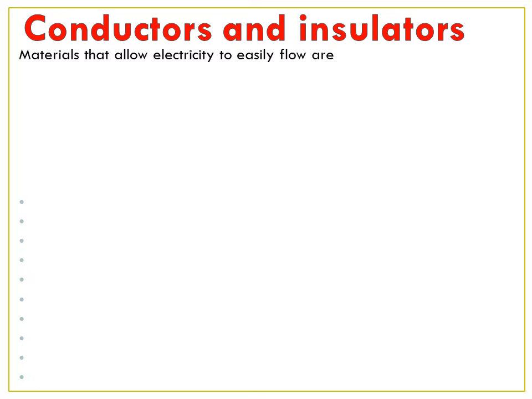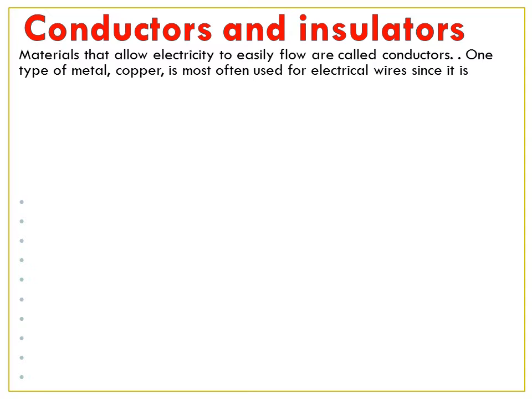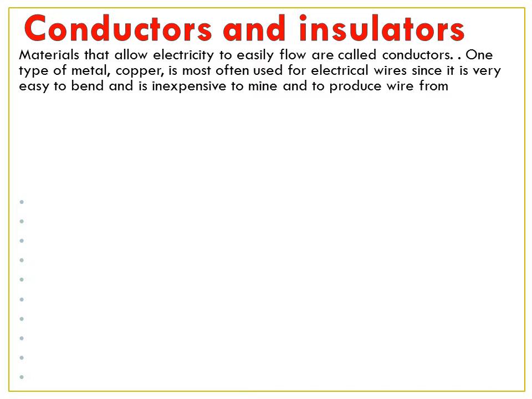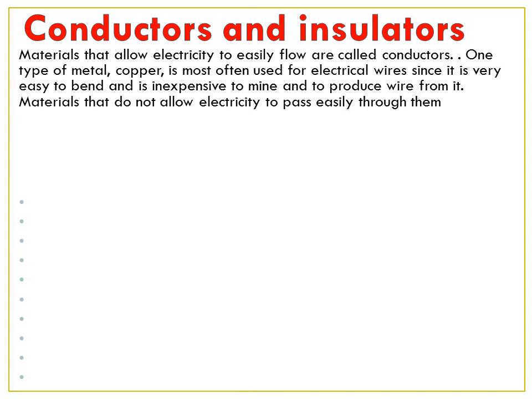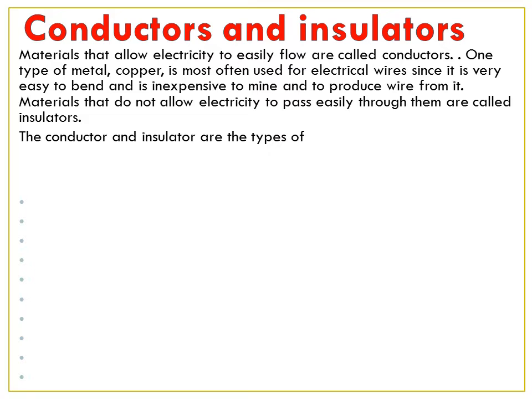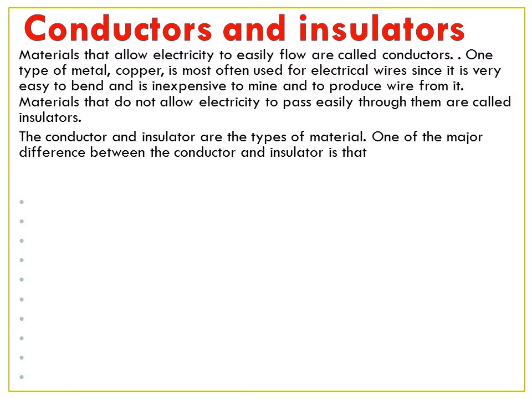Materials that allow electricity to easily flow are called conductors. One type of metal, copper, is most often used for electrical wires since it is very easy to bend and is inexpensive to mine and produce wires from. Which metal? Copper is a good conductor. Materials that do not allow electricity to pass easily through them are called insulators. Now see the definitions and examples.